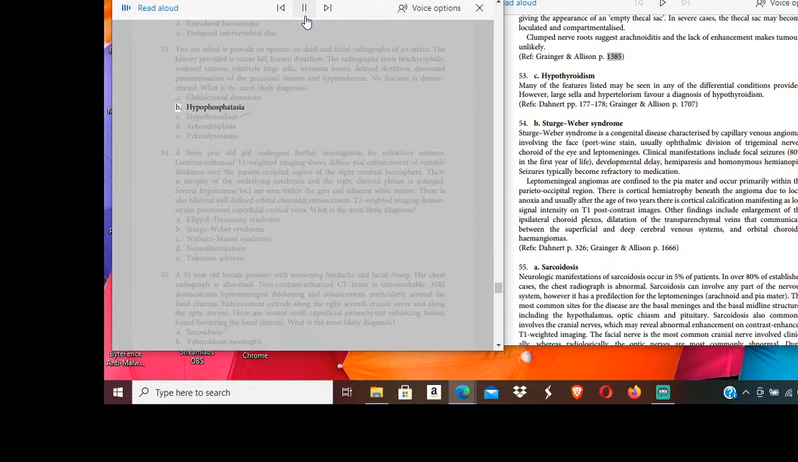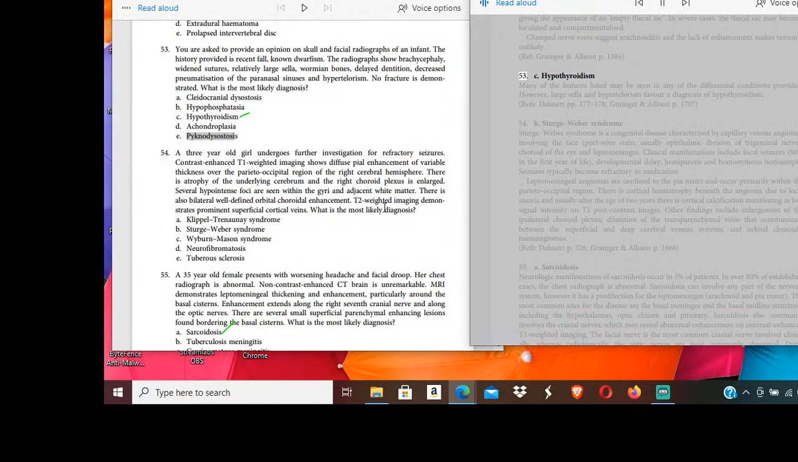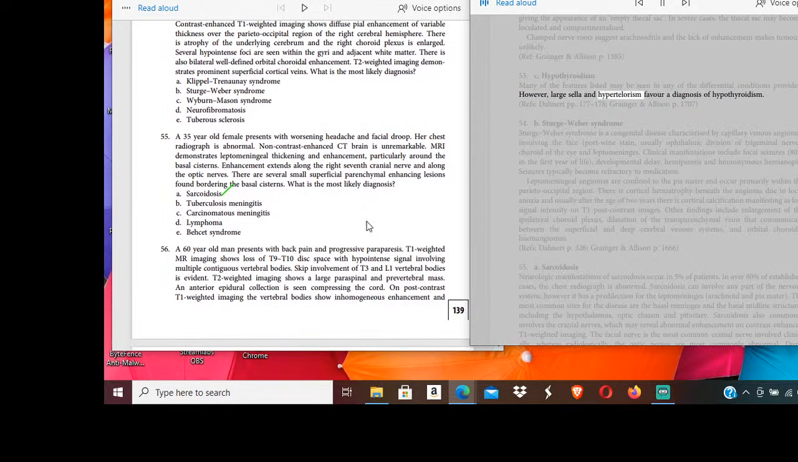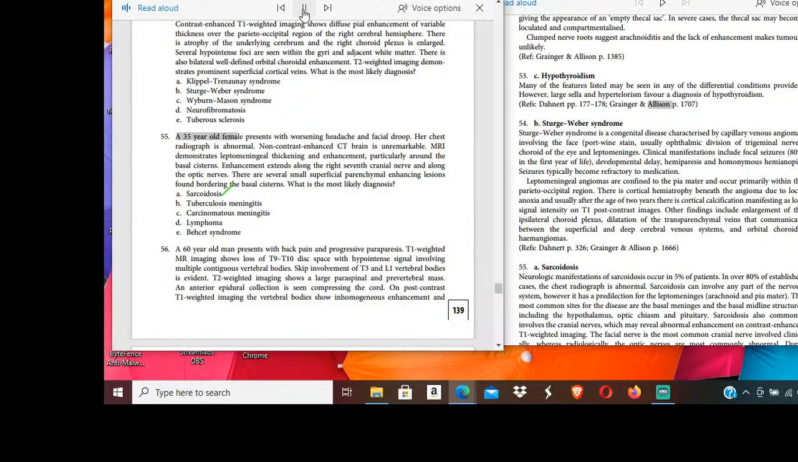A. Cleidocranial dysostosis. B. Hypophosphatasia. C. Hypothyroidism. D. Achondroplasia. E. Pycnodysostosis. 53. C. Hypothyroidism. Many of the features listed may be seen in any of the differential conditions provided. However, large sella and hypertelorism favor a diagnosis of hypothyroidism. Refs. Dähnert, pages 177-178. Grainger and Allison.